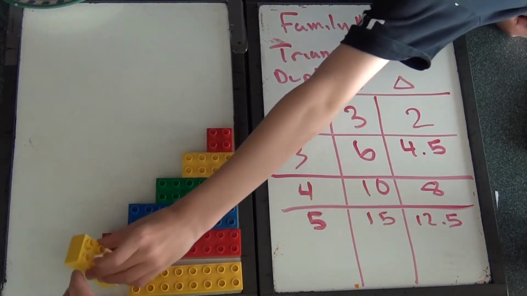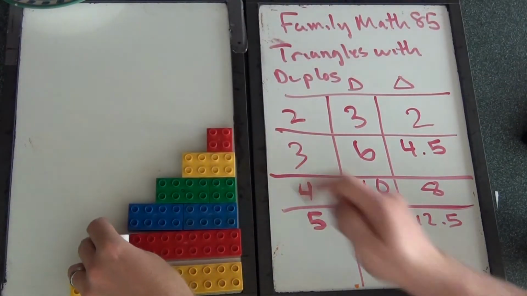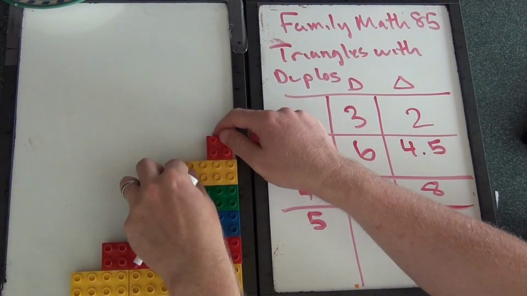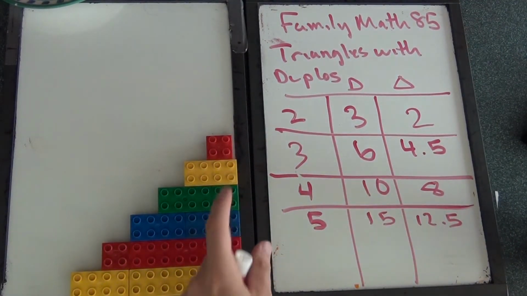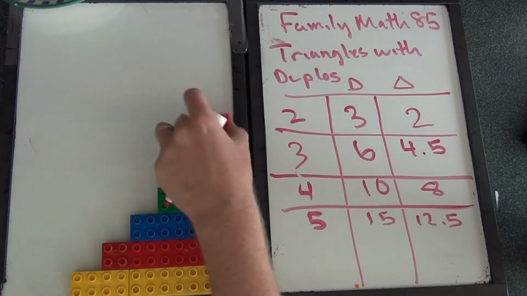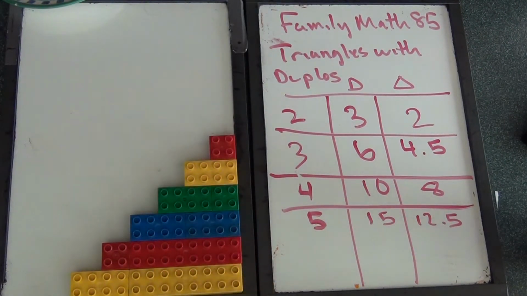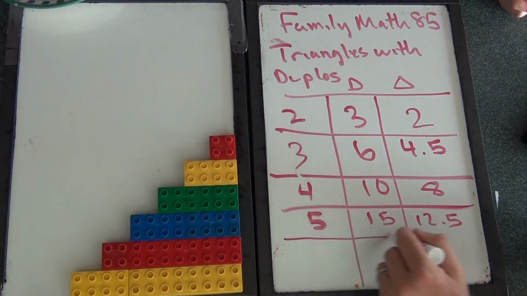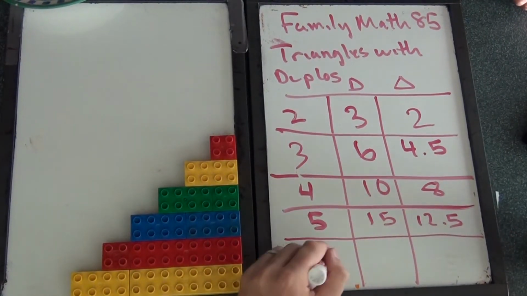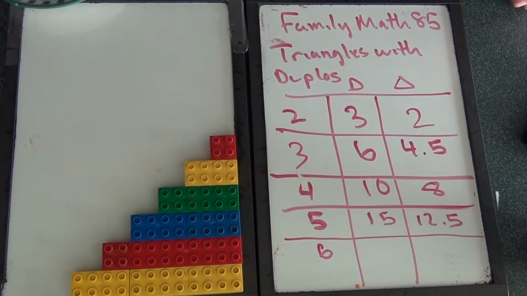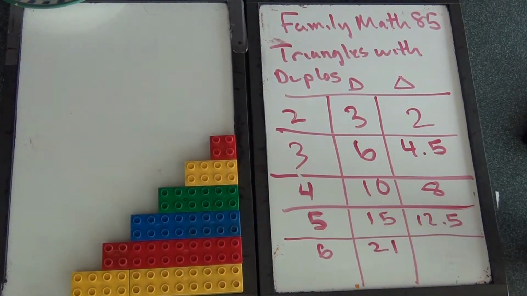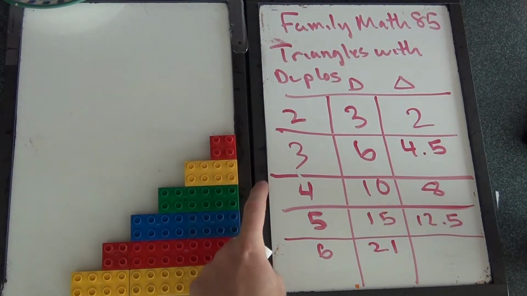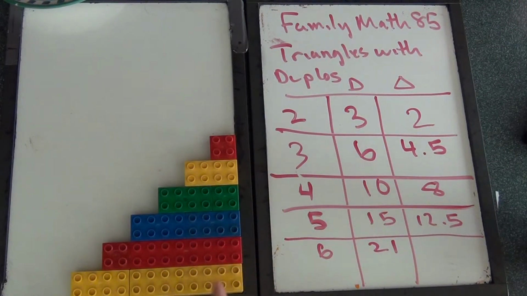Okay, I like it. Hey, is that a 6? Okay, perfect. So this triangle is 6 long and 6 high, if we pretend each one of those is one block. So what's the duplo area? The duplo area is 15. It's 21. 21, good job. The actual area is 6 times 6 divided by 2, which is 18.